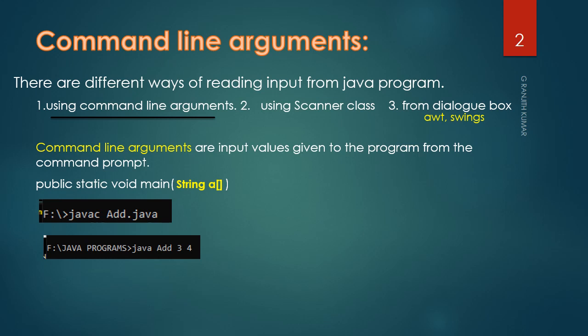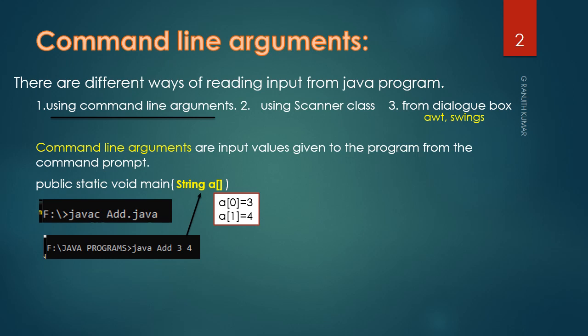Now here 3 and 4 are input values, and these values will be stored in the String object, that is a. Two values are stored in the object a, which is of array type. In the same way that array elements are generally accessed, these elements will also be accessed. Now 3 and 4 are stored in the array a. a of 0 represents 3 and a of 1 represents 4.